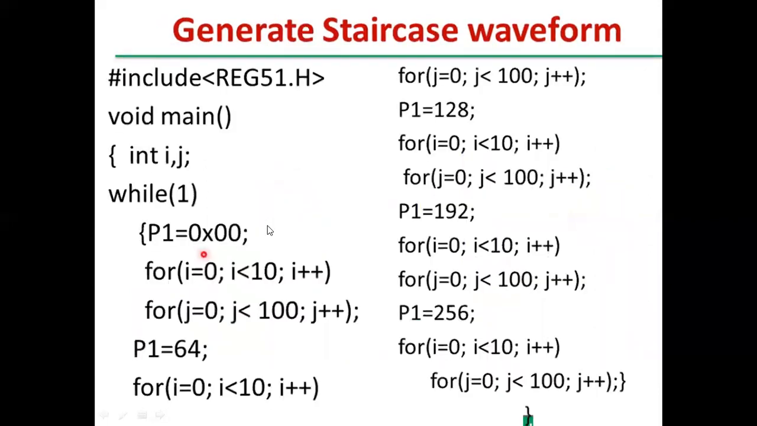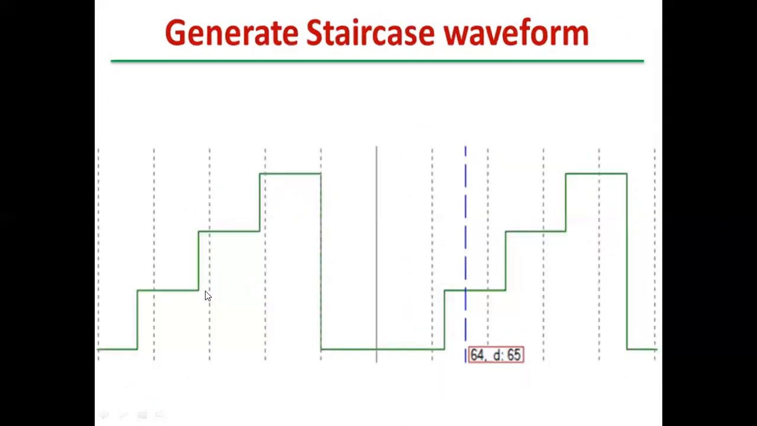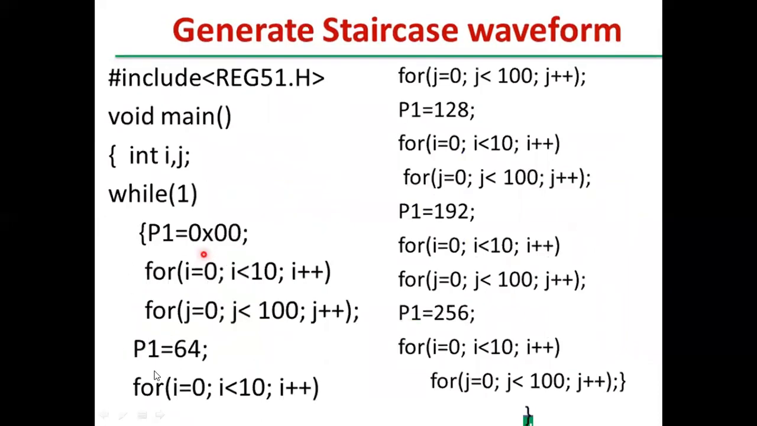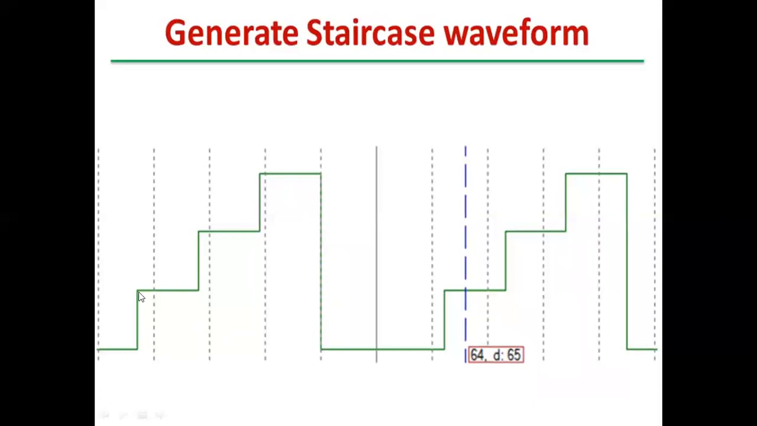So coming to the programming, this is a header file, main function, initializing two variables, infinite loop. Initializing port 1 with the initial value and introducing some delay. Why do you want this delay? This is the initial value and you want this delay for it. And next P1 equals what? 64. 64 means it will go to this value. This value is 64, and next you need this delay.